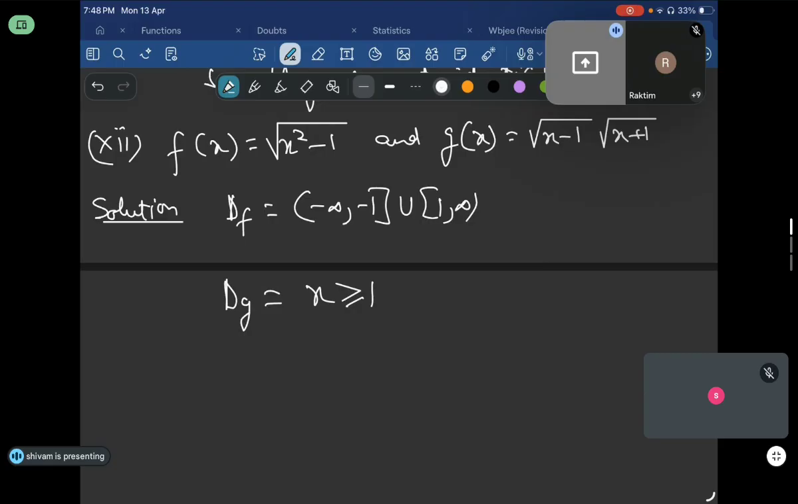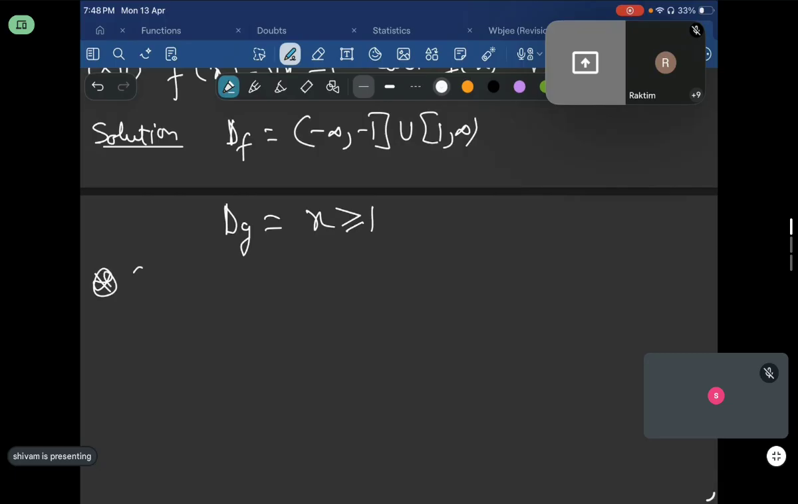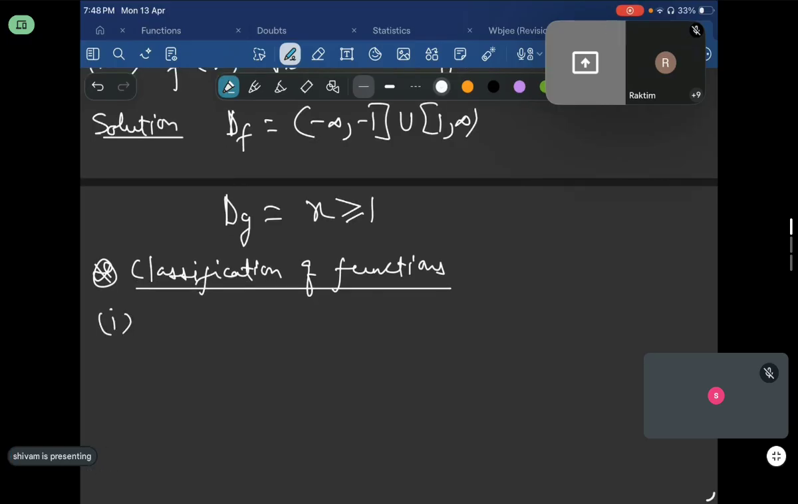Next, everyone. Our next topic is classification of functions. Number 1: one-one function, or you can say injective mapping.